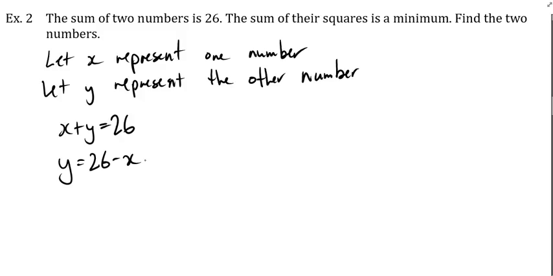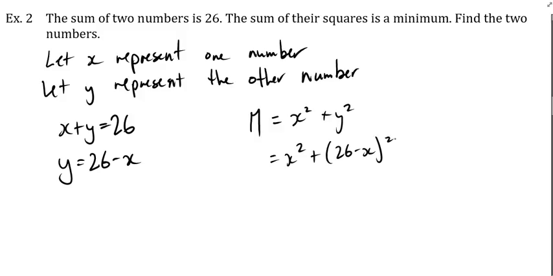The sum of their squares is a minimum, so I'm just going to use m for minimum. Doesn't matter what you pick here. And again, this is different from the ones we've done. The minimum of the sum of their squares, x squared plus y squared. But that's x squared plus (26 minus x) squared, because that's my y squared. We are finding the minimum value.